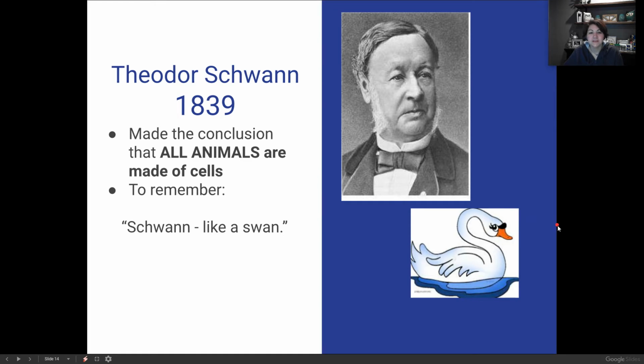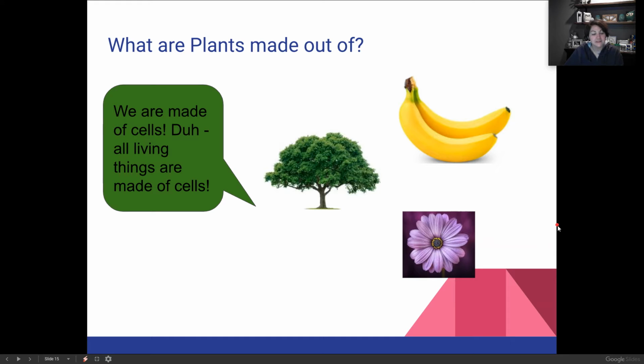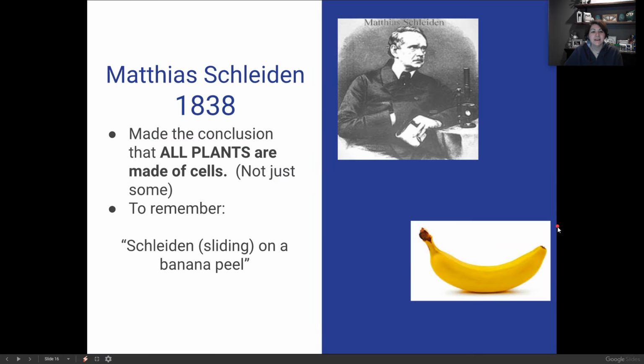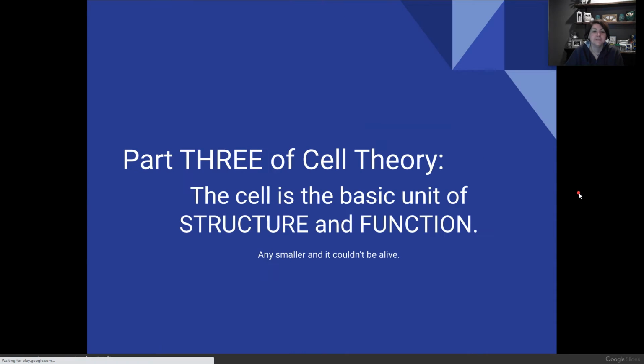So animals are made of cells, and then obviously plants are made of cells. And who came up with that idea? That was Matthias Schleiden. He did the same thing. He was looking at all plants, and eventually he realized that, gosh, all plants are made of cells too. And so we remember this by saying we're sliding on a banana peel. So together, with the contribution of other scientists, we've concluded that all living things are made of cells. Whether you're plant, animal, or bacteria, you're made of cells.